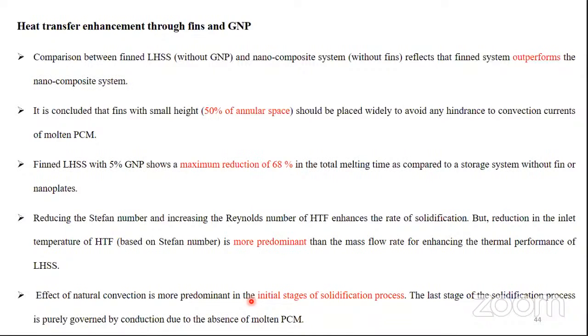So reducing the Stefan number and increasing the Reynolds number of the heat transfer fluid enhances the rate of solidification. But of course, the reduction in the inlet temperature of the heat transfer fluid, based on this Stefan number, is more prominent than the mass flow rate for the thermal performance enhancement of this thermal energy storage system.